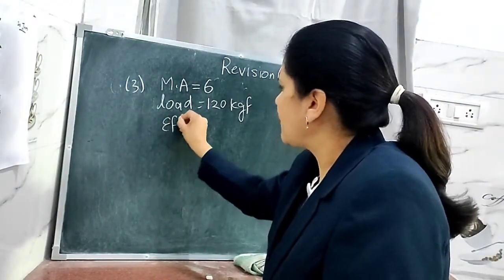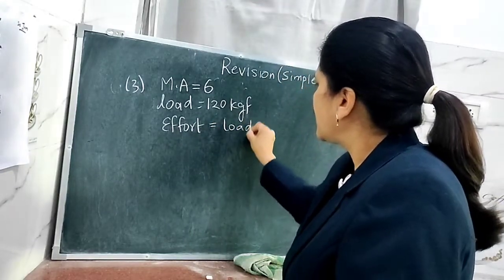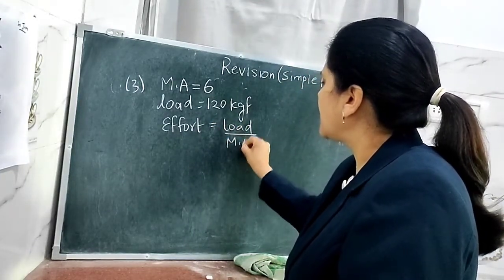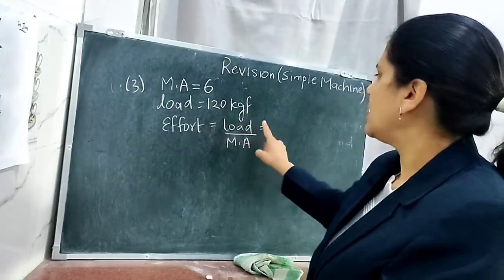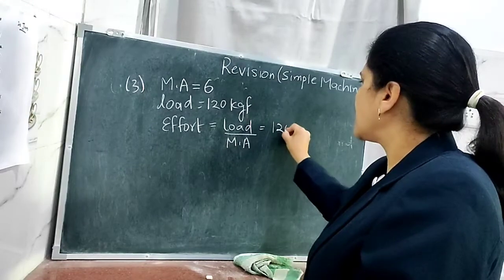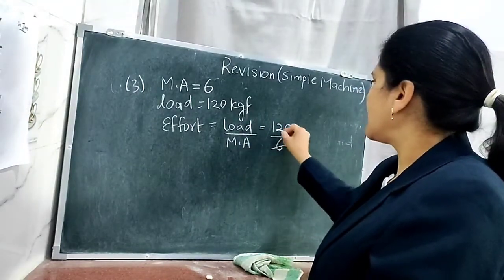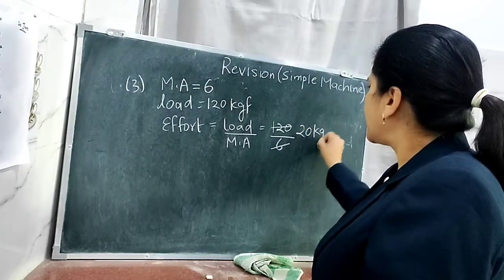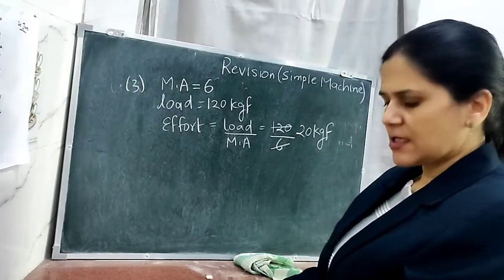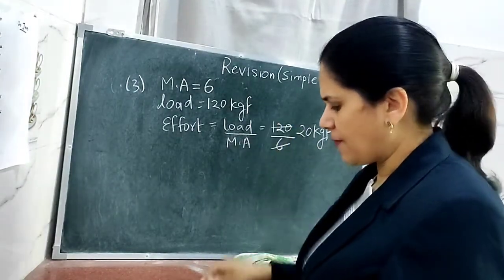Just now we have used one formula. Effort is equal to, you can write down here, load upon mechanical advantage. Substitute the values which are given in the question here. Load is being given as 120 and mechanical advantage is being given here as 6. Cancel out the number, you will be getting here 20 and the unit for the effort will also be equal to kgf. So the answer will be coming equal to 20 kgf.